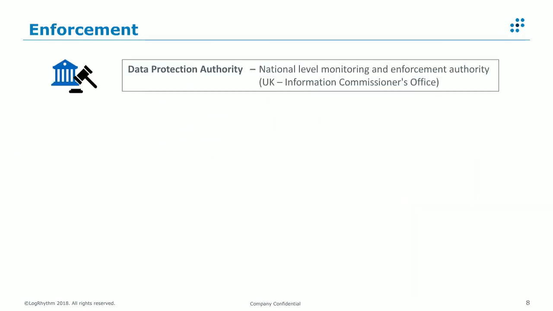Enforcement, this is the stuff everybody's heard about. Again, some new names. The Data Protection Authority is the big one. Each EU member nation has a national monitoring and enforcement authority. This is also one of the biggest legal challenges right now in GDPR. In the UK, the Data Protection Authority is the Information Commissioner's Office.